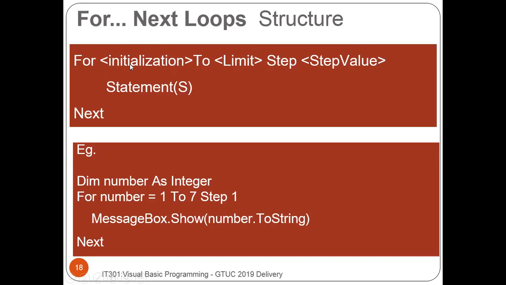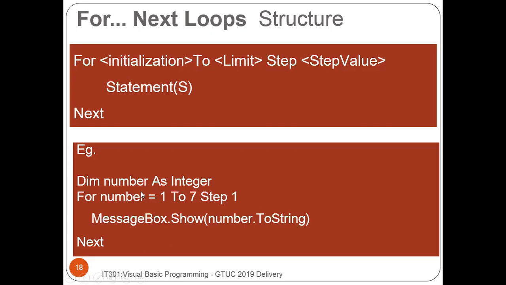So the initialization basically is the variable being initialized. So we have here for number is equal to 1, that's the initialization. Then to 7, that's the limit. And then step 1, that is the increment, right? So just like the way we wrote it in the while loop, we are still working with the same example where we need to output a list of numbers from 1 to 7.